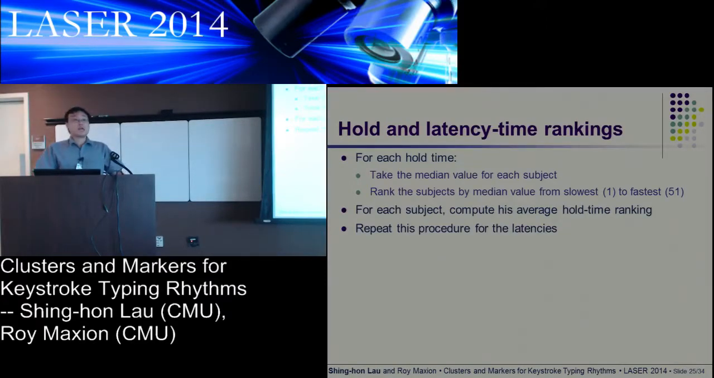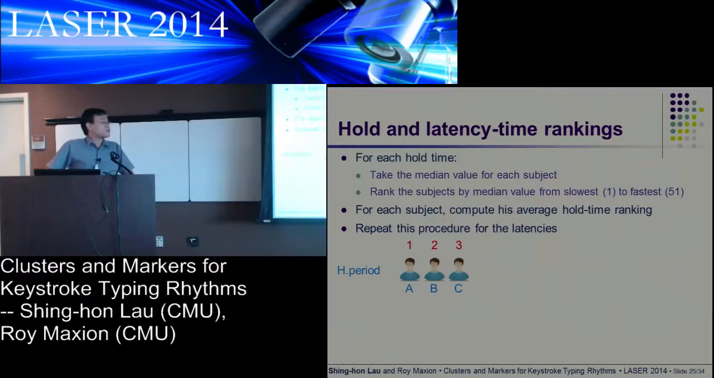For each subject, I'm then going to have 11 of these rankings for the hold times. And I'm going to take the average, and this will be the average hold time ranking. I'm then going to repeat this procedure for the latencies. So to give you a little visualization, let's say I have 3 subjects and 2 keystroke features.